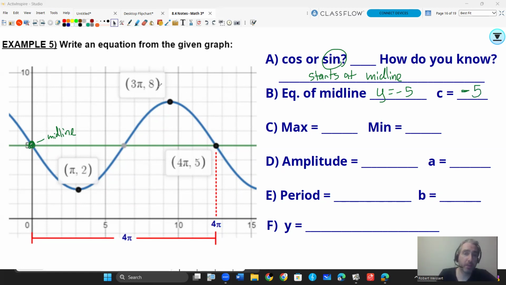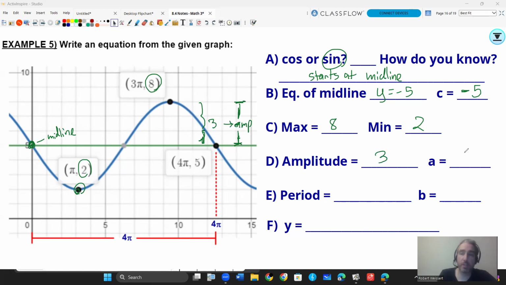Your maximum value is going to be your highest y value. That's going to be 8. Your minimum value is going to be your lowest y value. That's going to be 2. Your amplitude is the distance between your maximum and your midline. So this distance right here is considered your amplitude. That distance is going to be 1, 2, 3. So your amplitude would be 3.